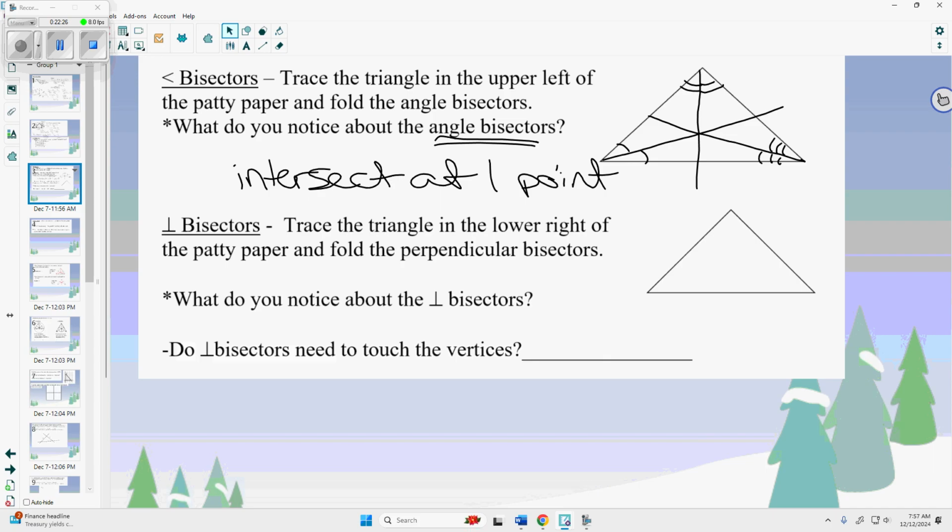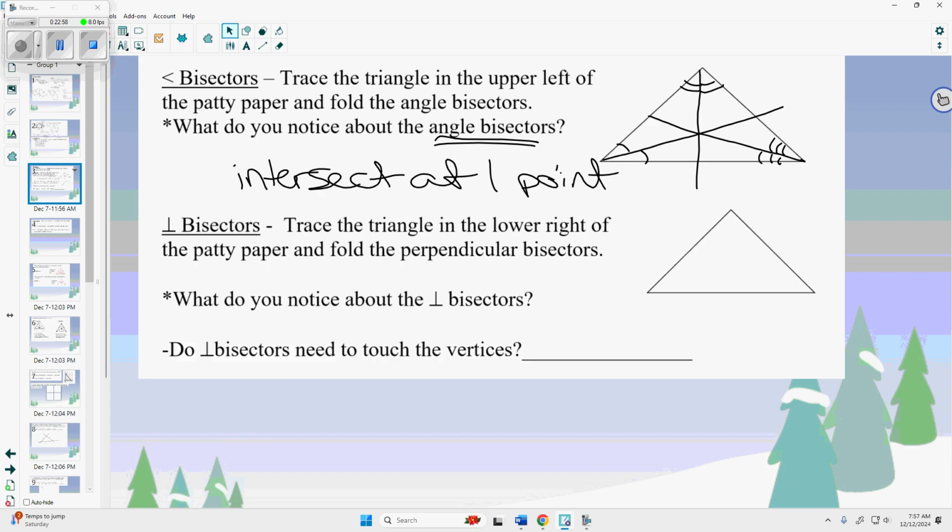All right. We're now going to trace the triangle underneath it. You're going to trace the triangle in the lower right-hand corner of your patty paper. And now we're going to do perpendicular bisectors. Okay, we did this last class. How do I get a perpendicular bisector? Folding what in half?